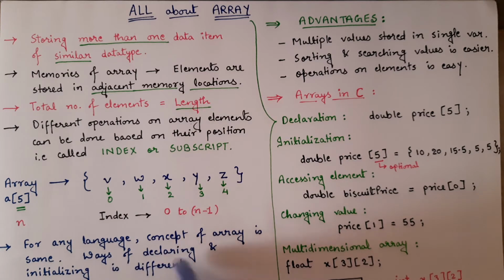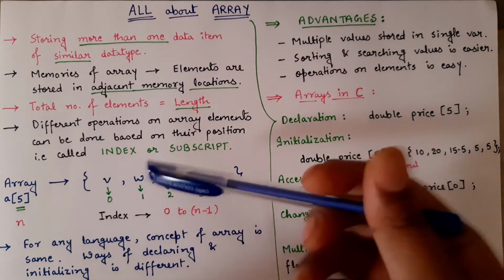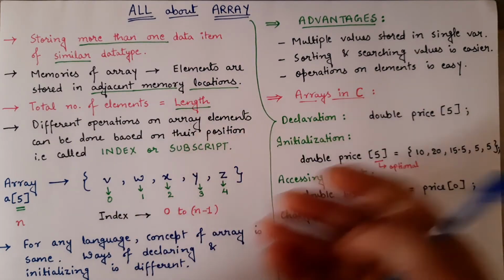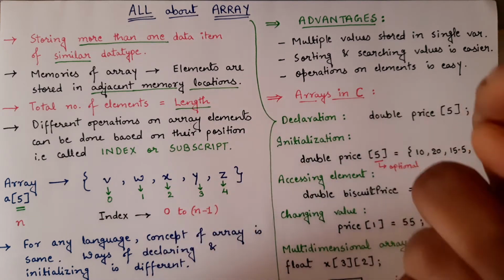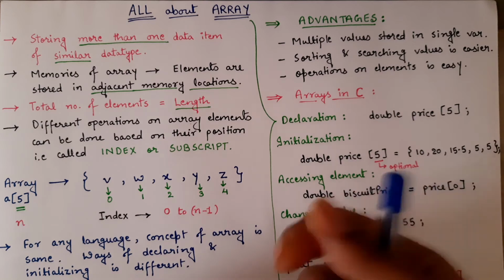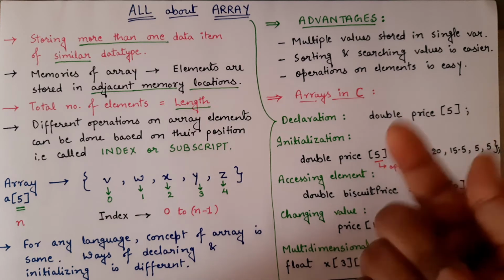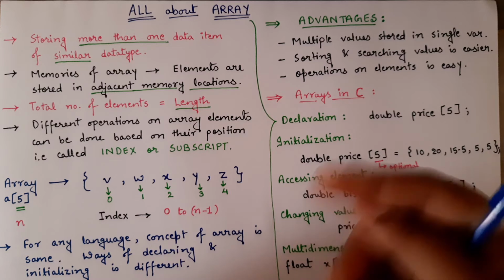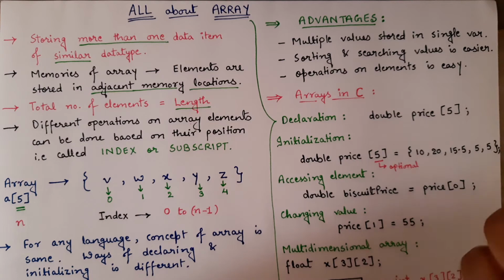For any language, the concept of the array is the same, but the ways of declaring and initializing are different. So guys, these are the important points we are learning, because once you learn these concepts about array, you will know everything about it, no matter which language you are using to implement them. Only the declaration way, initialization way, and a little bit of syntax will be different, but the concept of array will remain the same. My main intention is to clear your concept so that you can implement it easily no matter what the language or platform is.